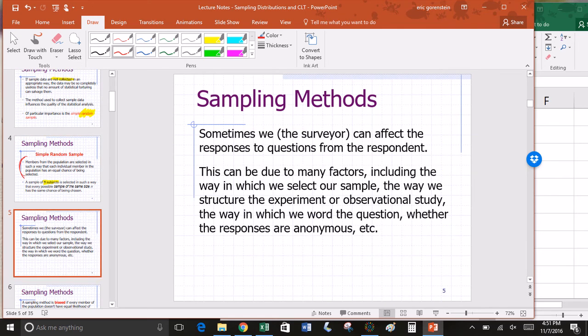We've talked about this before. Just the way you phrase the question could affect the responses you get. Whether or not the responses are anonymous is a very influential factor. People tend to be more honest in an anonymous survey than if the person asking the questions knows which person gave what responses.